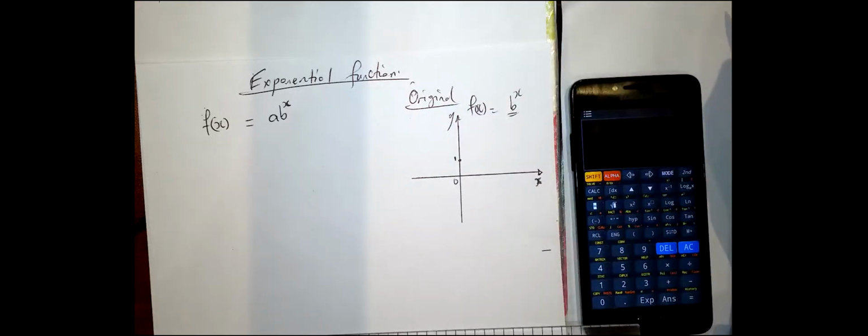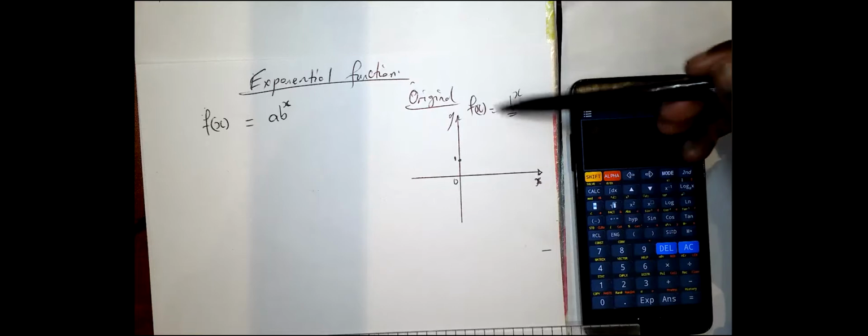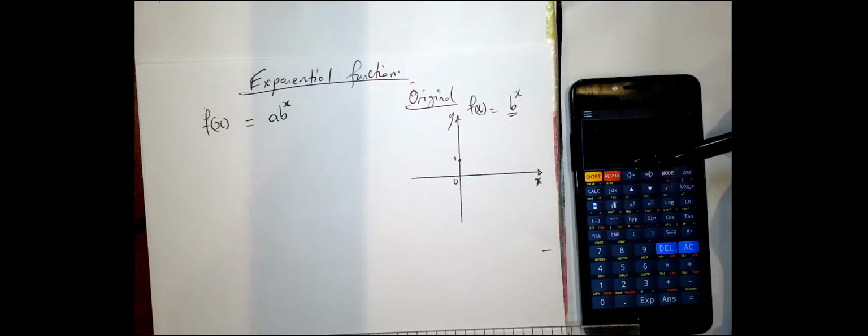Okay, we'll do this one. Okay, so that's our exponential function. Okay, so it's a to the power bx, and what I've just shown you is the original, and what I just want to show you is how we sketch this, how the general graph looks like. Okay, the mother graph.